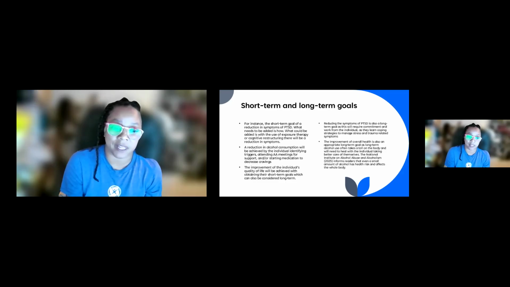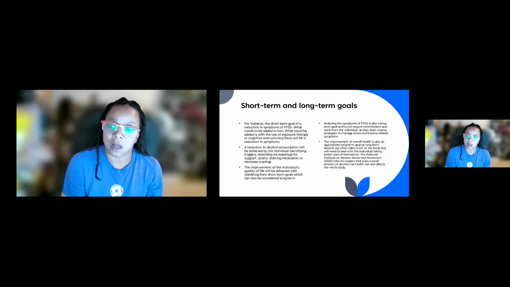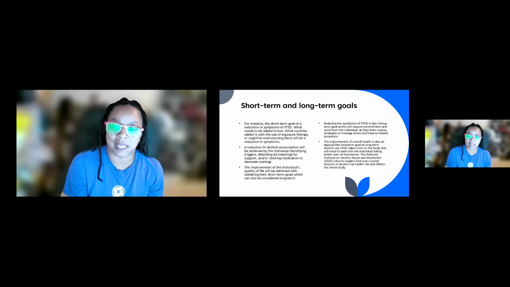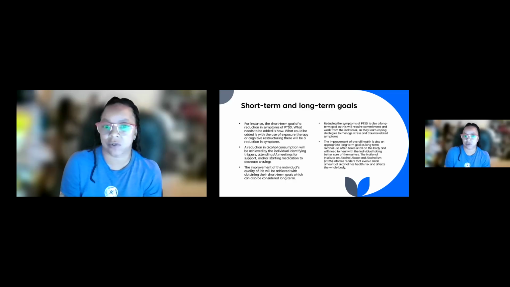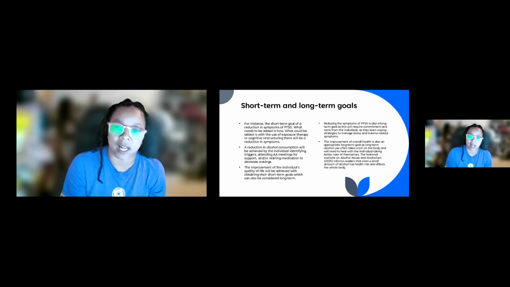The improvement of an individual's quality of life will be achieved with obtaining short-term goals, which can also be considered long-term goals. The long-term goals are more appropriate as achieving and maintaining sobriety is a lifelong task for these individuals. So, reducing the symptoms of PTSD is also a long-term goal, as this will require commitment and work from the individual as they learn coping strategies and manage stress and trauma related symptoms.